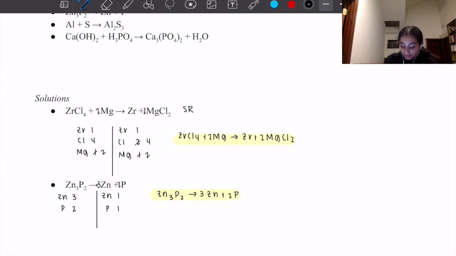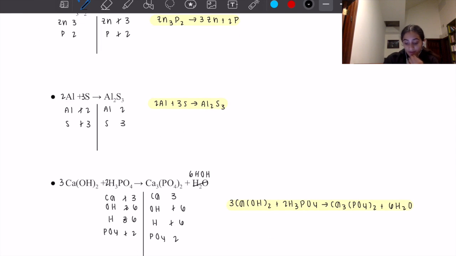Then we have Zn3P2 yields 3Zn plus 2P. This is a decomposition. This is a decomposition because we are starting with a full compound and splitting it up into its 2 different parts, elements. And I just balanced this by putting coefficients in front of the zinc and the phosphorus.